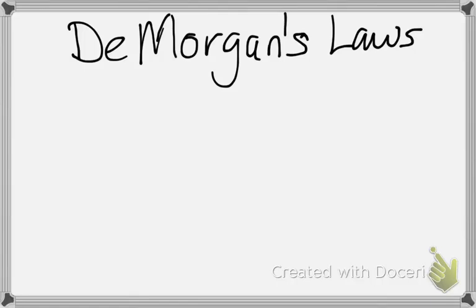This lecture will explain the rules called DeMorgan's laws, or just DeMorgan's for short, which we abbreviate D, capital D, small e, and then a capital M.